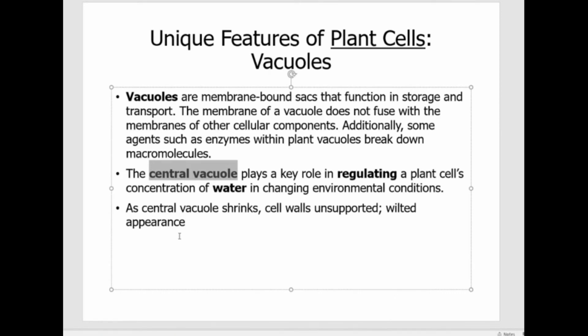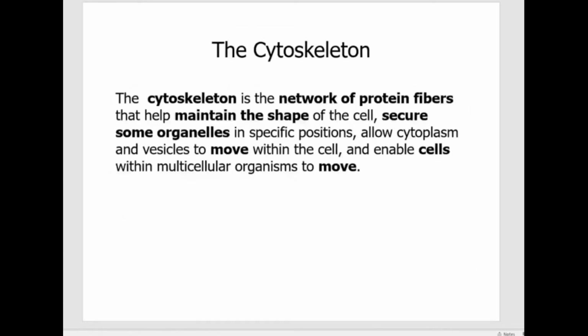If the plant cell is losing water as the central vacuole shrinks, then the cell walls are no longer supported by the water inside the central vacuole, so the cells will shrink, and then the whole plant will have a wilted appearance. Okay, so that's the central vacuole.